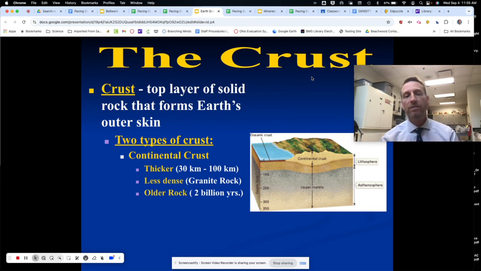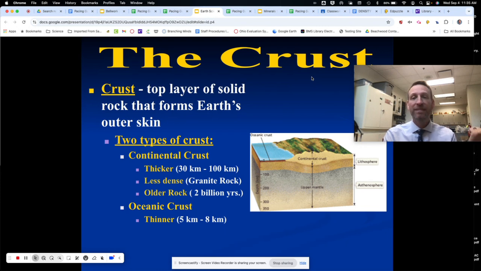The other type of crust is the crust that's under the water, under the oceans. You'll never guess what they call it. Oceanic crust. You're so smart. The oceanic crust is literally the opposite of the continental. It's thinner, more dense, and younger.